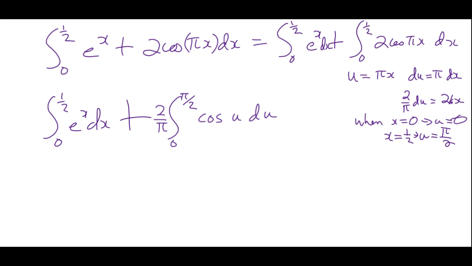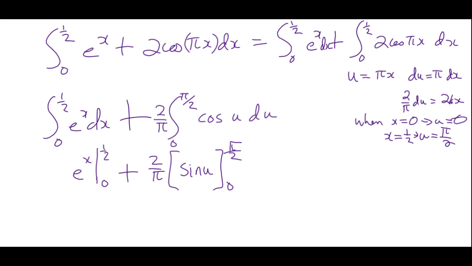Okay, now we can do the integrals. What's the integral of e to the x? E to the x. Evaluated from 0 to 1/2, plus 2 over pi, and the integral of cos u, sine u, evaluated from 0 to pi over 2. Right. We don't have to add a constant here because we're doing the definite integral. And if you did, you just add it and subtract it, so you don't do it.